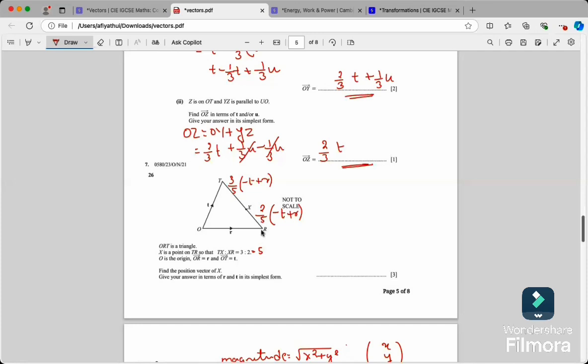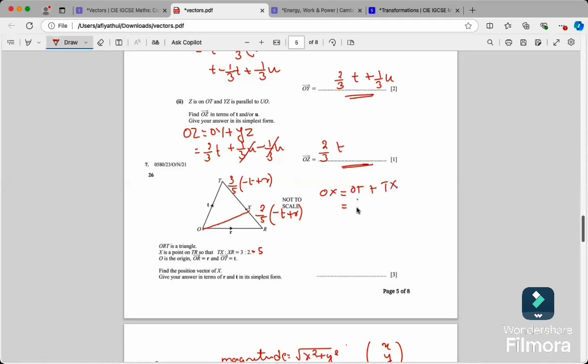Okay. Now O is the origin and OR, find the position of X. So you need to find out this OX, right? You need to find out this OX. So OX, you can write it as O to R plus R to X, or you can also say, I will always go with the forward direction. Instead of changing the sign, that will be better. So I can go O to T plus T to X.